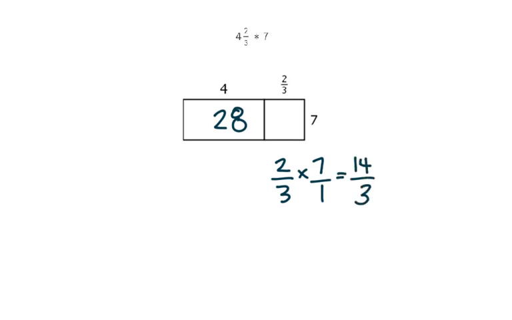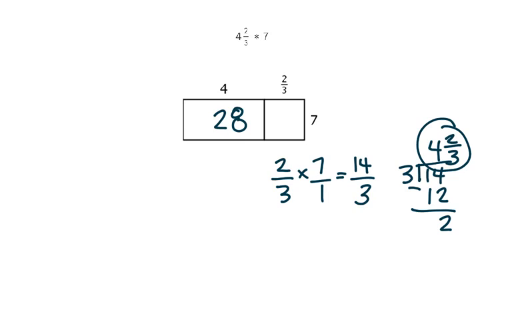14/3. What's another way to say 14/3? How many 3's are there in 14? Well, there's 4 of them. And 4 times 3 is 12 with a remainder of 2. We'll write that as a fraction, 2/3. So 14/3 is the same as 4 and 2/3. Now I just have to combine them to get an answer of 32 and 2/3.